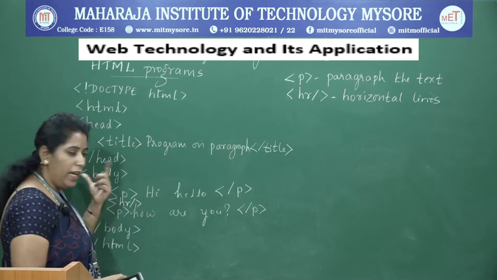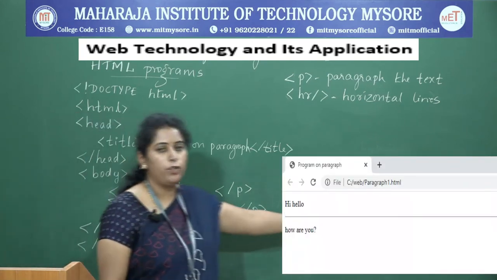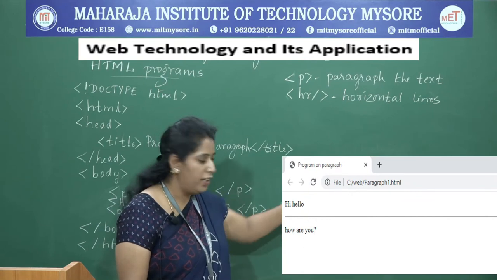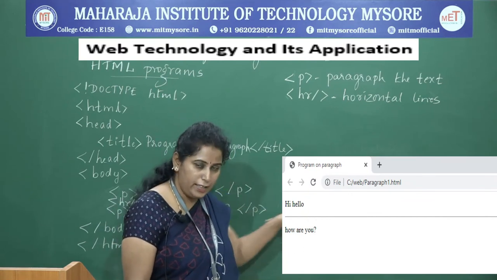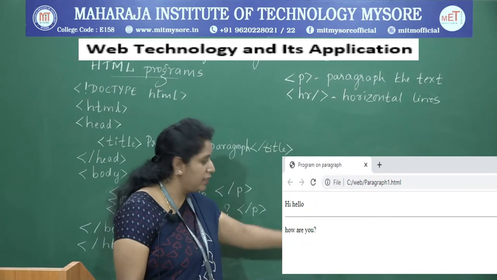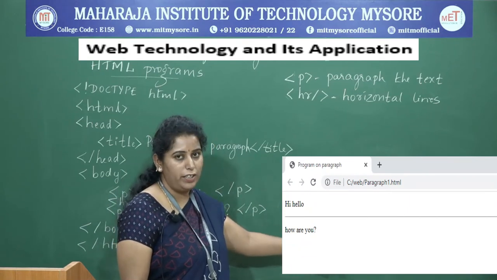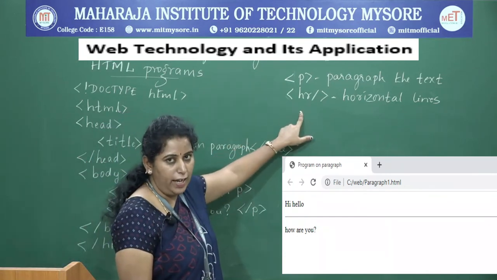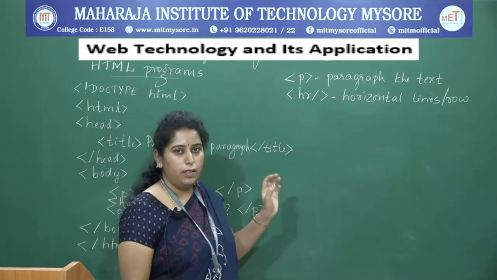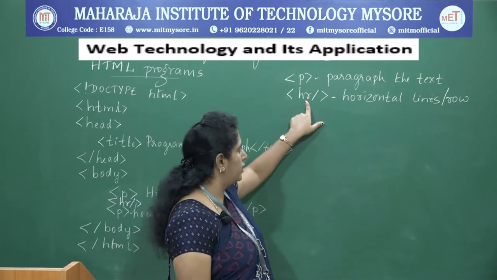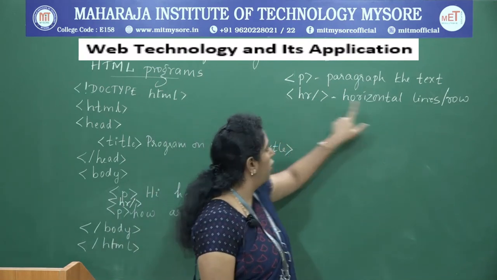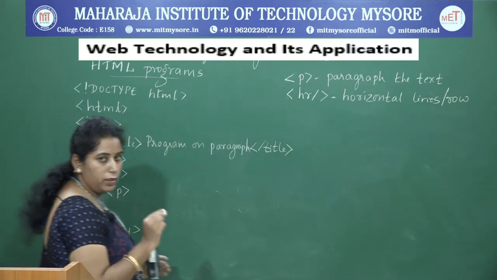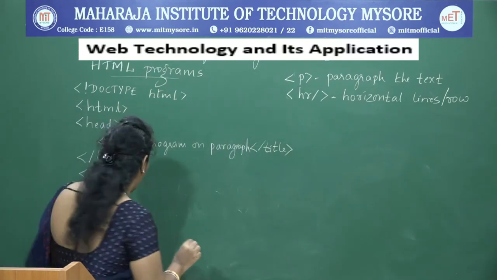So now after running this program, you can notice the output where in one line hi, hello is printed, then a horizontal line is printed. Next, in the next line, how are you is printed. This is how you can make use of the HR tag. Here HR stands for horizontal row. Okay. So next I'm still talking on the P tag only.